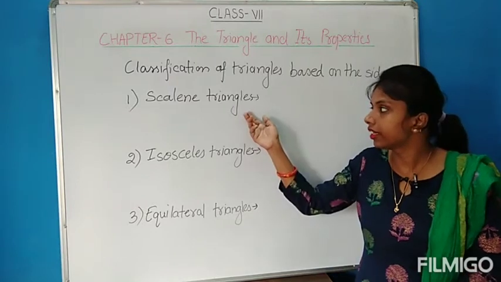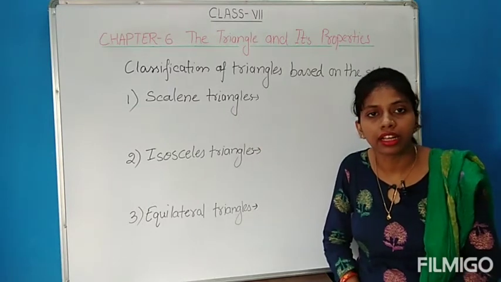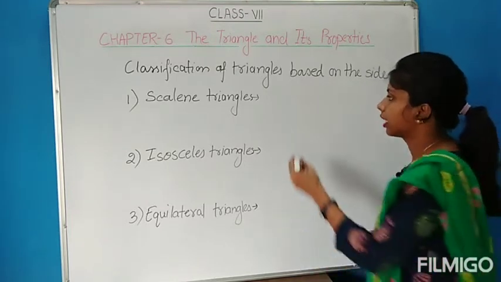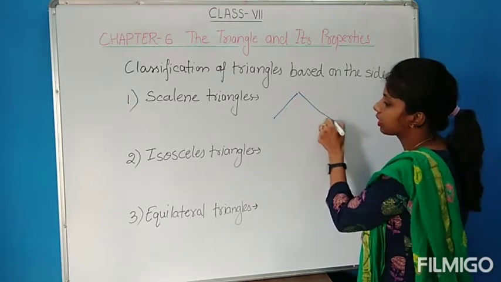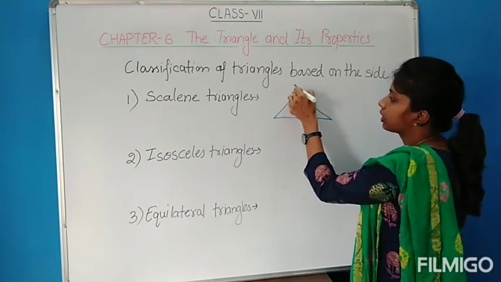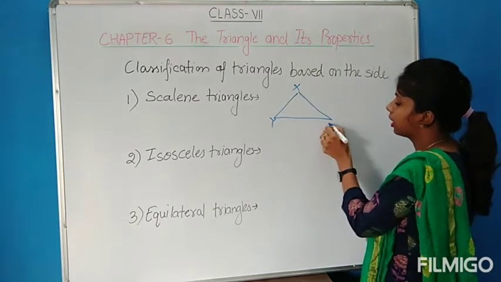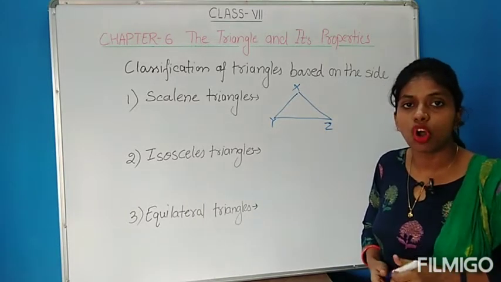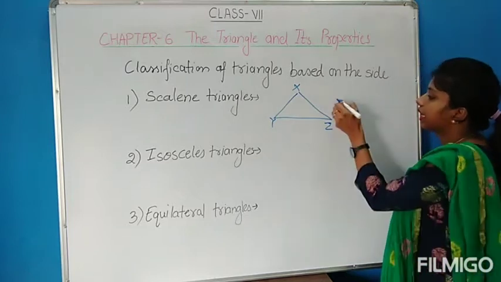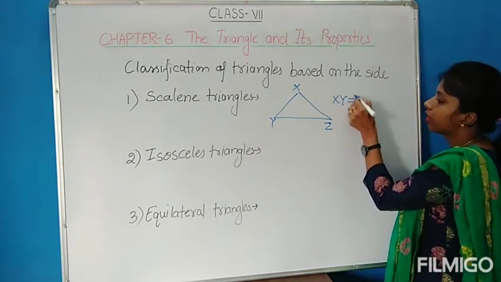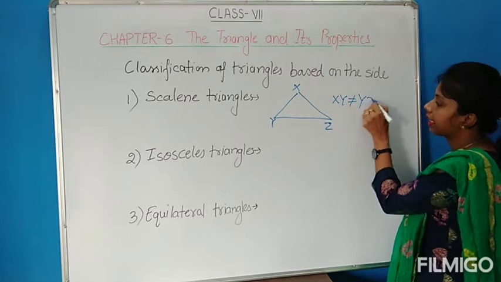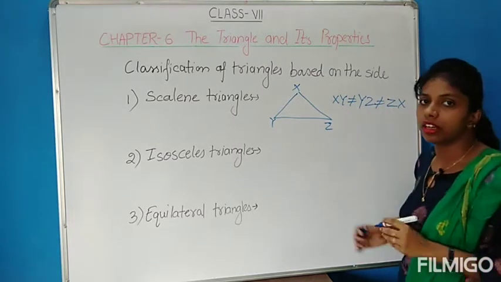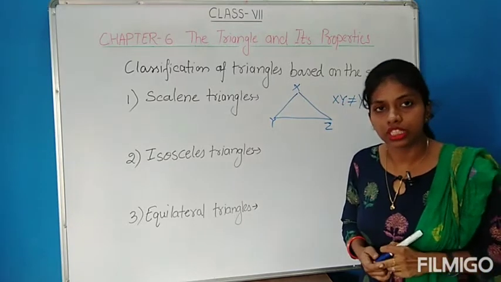First is the scalene triangle. A scalene triangle is a triangle in which none of the sides are equal to each other. Suppose I'm taking an example, triangle XYZ. This is scalene if none of the sides are equal to each other, like XY is not equal to YZ is not equal to ZX. Here none of the sides are equal to each other.